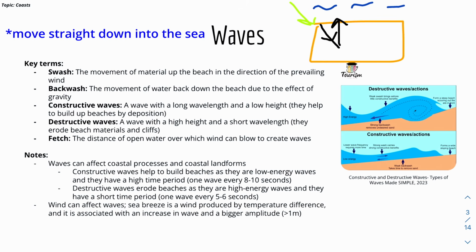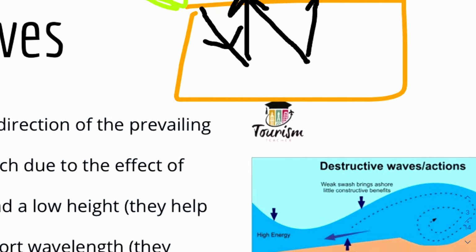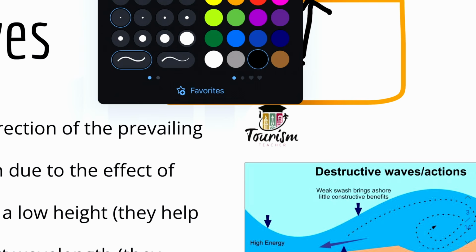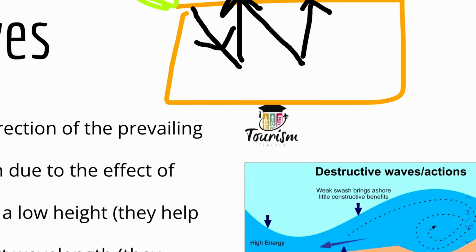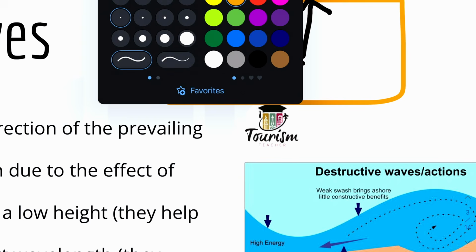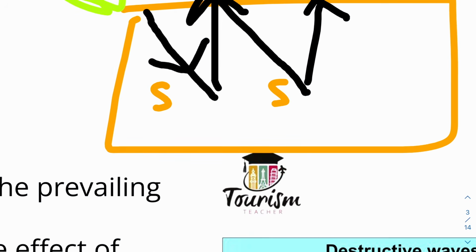And the wind comes in again, which pulls it up, which is swash, and backwash. So let me just label it clearly. This is a swash, and this is a swash, and the other one going back into the ocean is a backwash, like so.